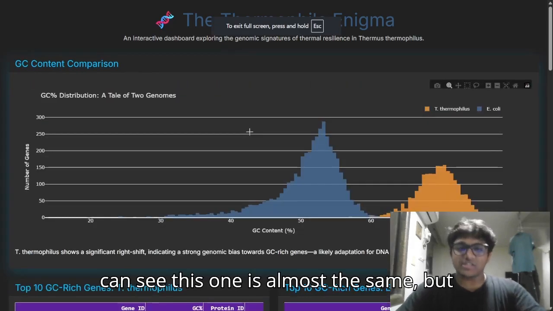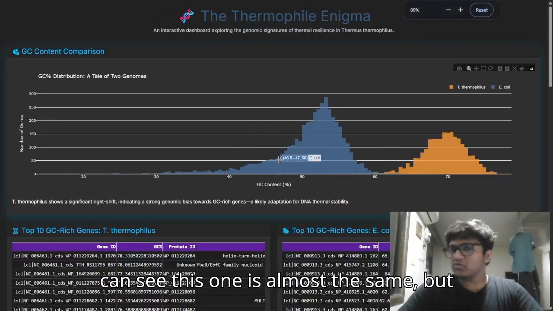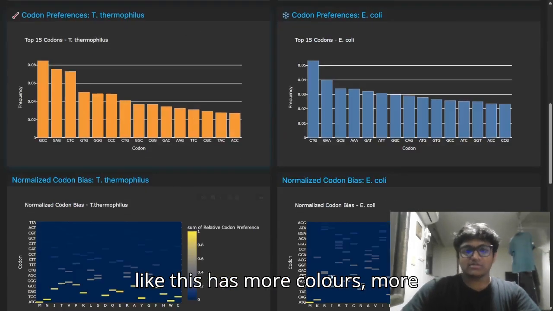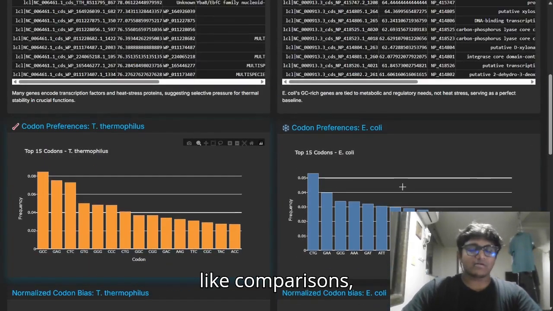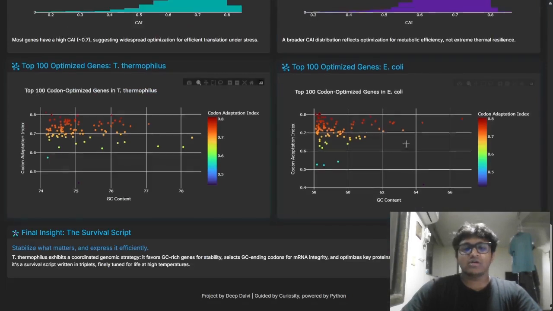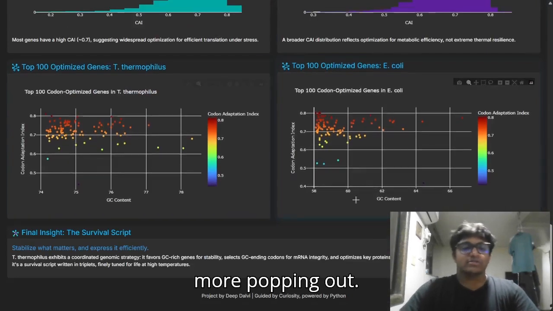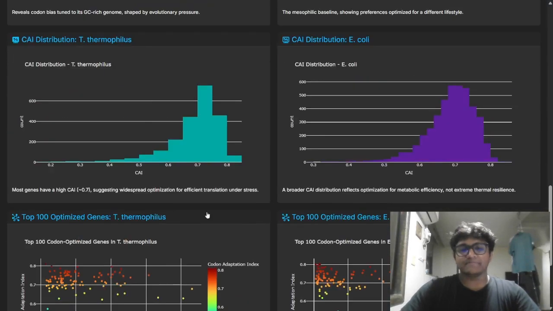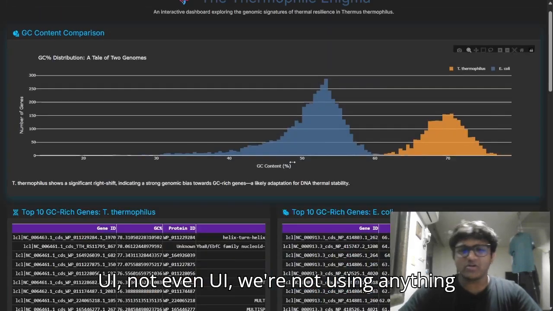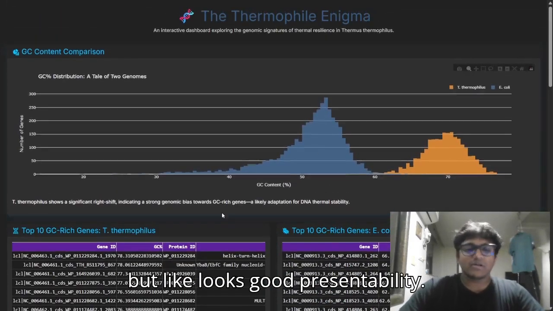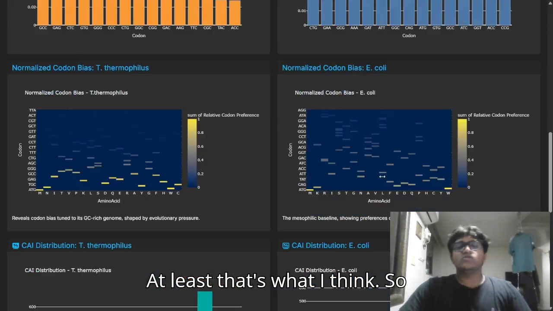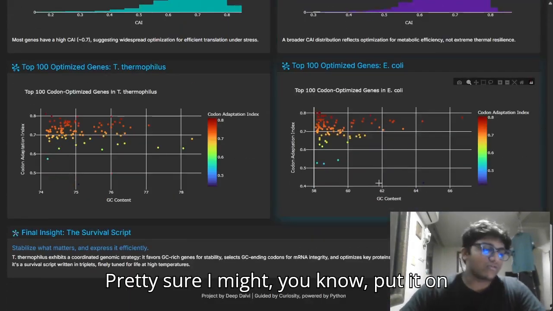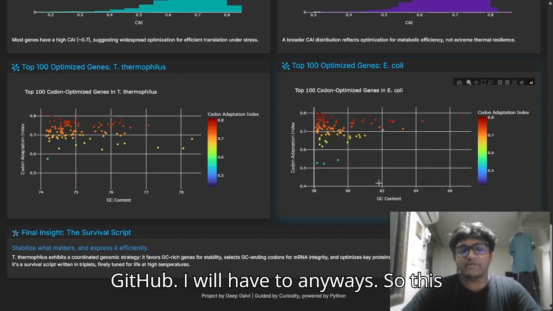Now if you can see, this one is almost the same, but this has more colors, more funkiness to it. Side by side comparison, it pops out more. We're not using any special UI, but it looks good. Presentability, at least that's what I think. Pretty soon I might put it on GitHub. I will have to anyway.